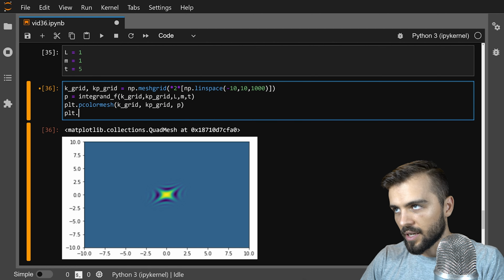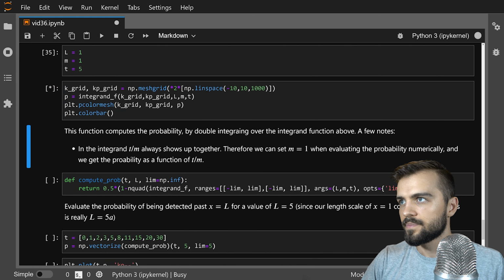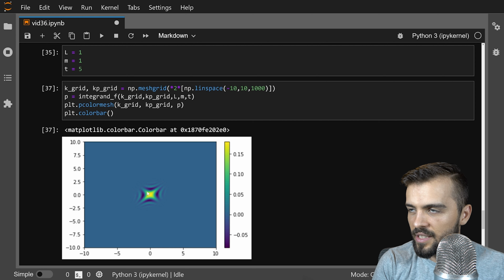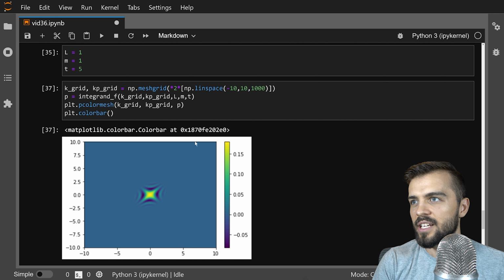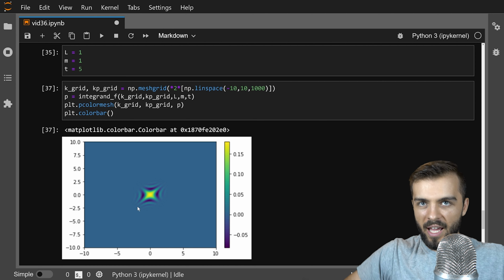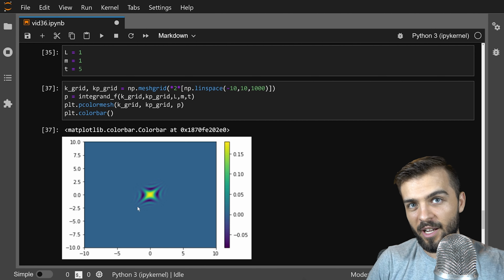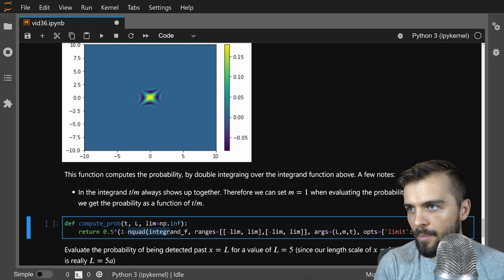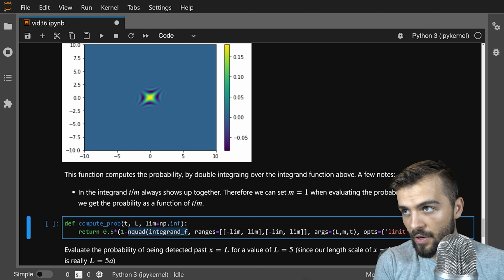So you can see that if I put a color bar up, it's sort of centered. Everything here is 0, and then it goes to negative values, and then it oscillates to positive values. And I need to integrate this over all space. And it decays to 0, so there's this sort of local region you need to integrate over. And if I sum that all together, I'll get a probability. So I have a function here to compute the probability, which is just doing a double integral over this integrand function.